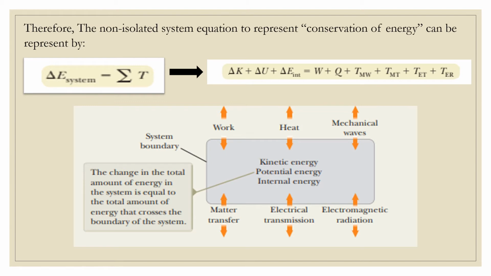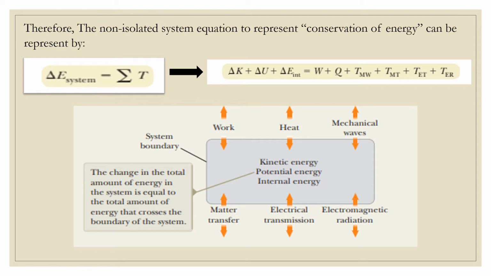So as you can see, the change in the total amount of energy in the system is equal to the total amount of the energy that crosses the boundary of the system. The amount of energy that crosses the boundary of the system causes a change in the energy of the system. I hope that makes it clear, and that's how we achieve conservation of energy. As we know, the law of conservation of energy says that energy can neither be created nor destroyed, but it changes from one form into another, and that's exactly what happened.